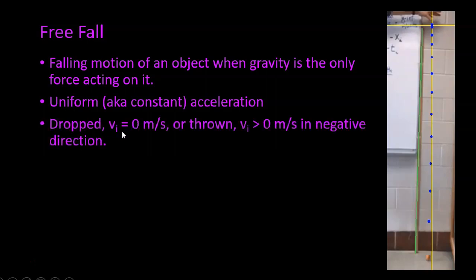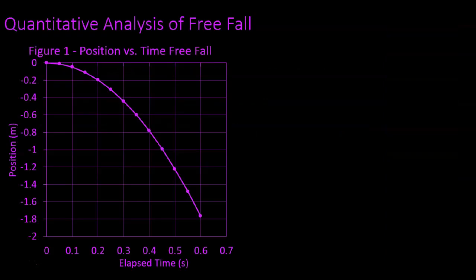Free fall can involve something being dropped, like I dropped the golf ball, which means it has an initial velocity of 0, it's at rest, or it can be thrown downward, which means it has a velocity greater than 0 in the negative direction. We consider it free fall if the air resistance is very small, in fact small enough that we can ignore its impact. So let's take a look at what it looks like quantitatively.